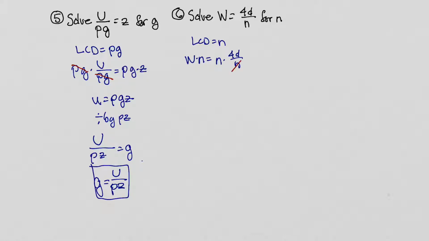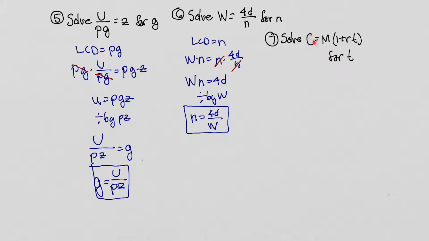This N over here will cancel with that one. And now we'll get WN equals 4D. And I'm trying to solve it for N. It's being multiplied by W. Why don't we divide by W, and that will give us N equals 4D over W.